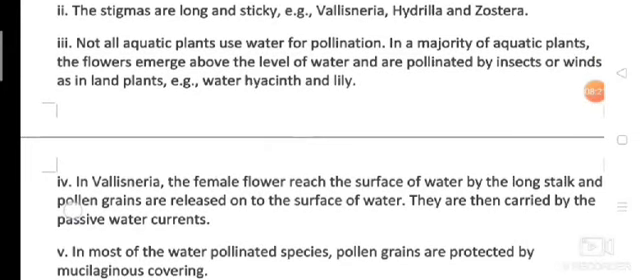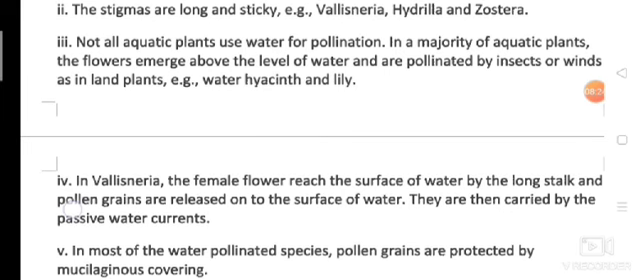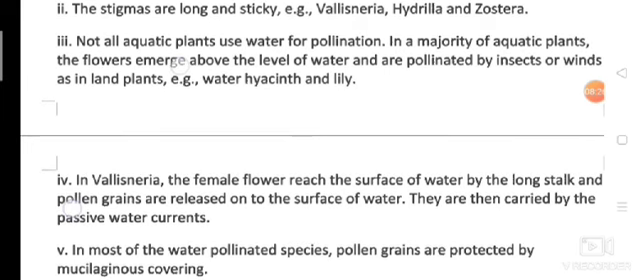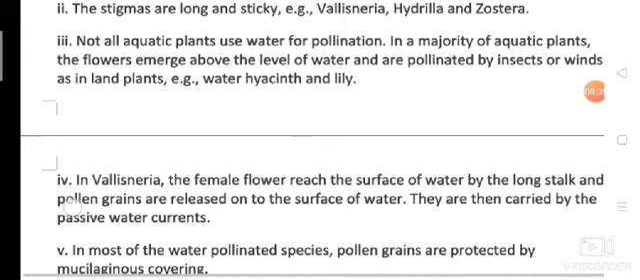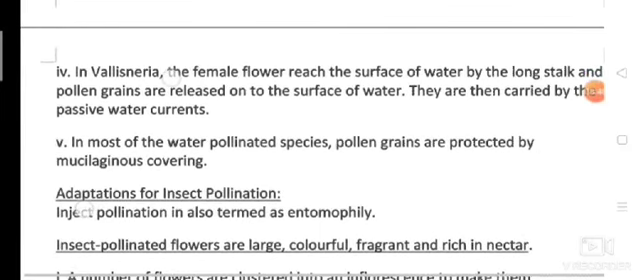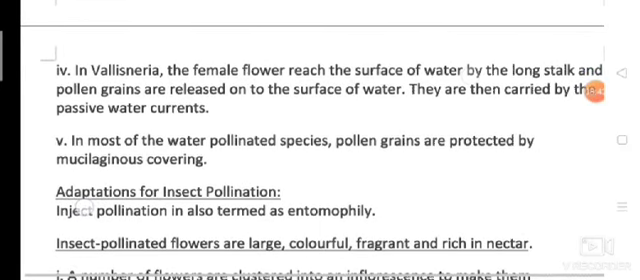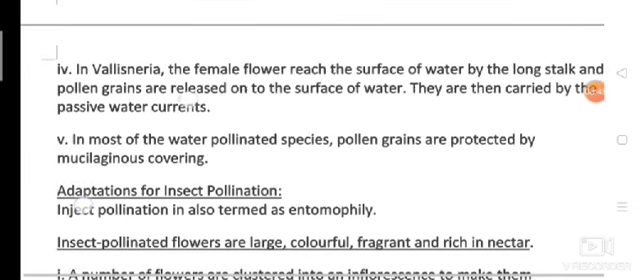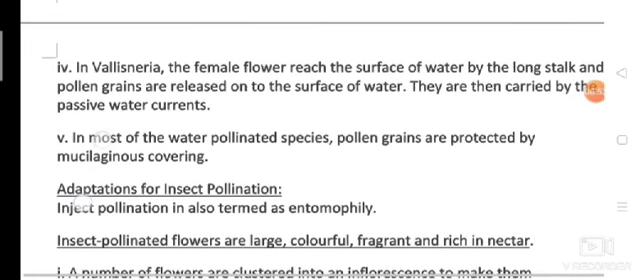Not all aquatic plants use water for pollination. In a majority of aquatic plants, the flowers emerge above the level of water and are pollinated by insects or wind, as in land plants, for example water hyacinth and lily. In Vallisneria, the female flower reaches the surface of water by a long stalk and pollen grains are released on the surface of water. They are then carried by the passive water current. In most water-pollinated species, pollen grains are protected by a mucilaginous covering.